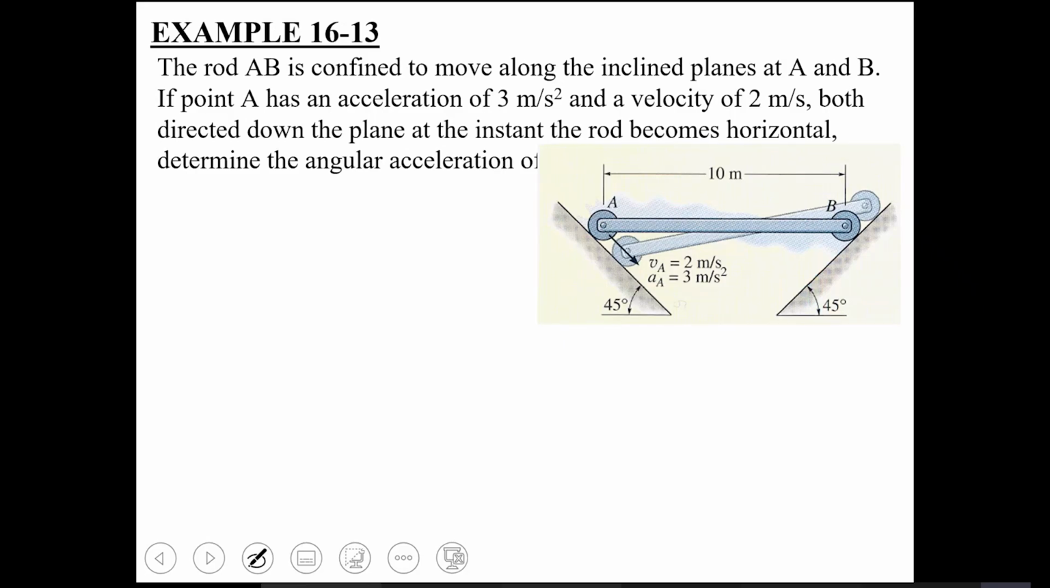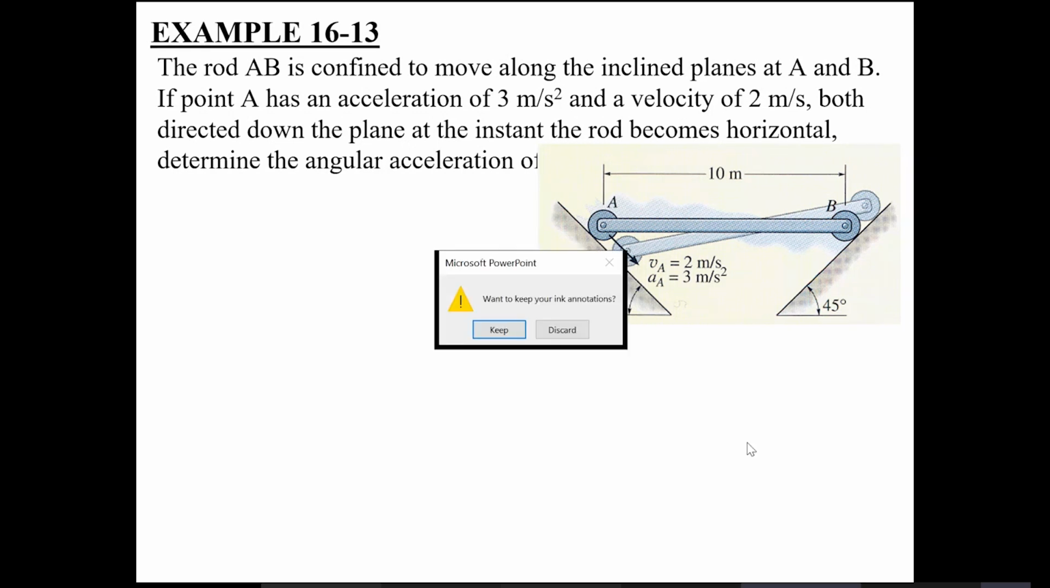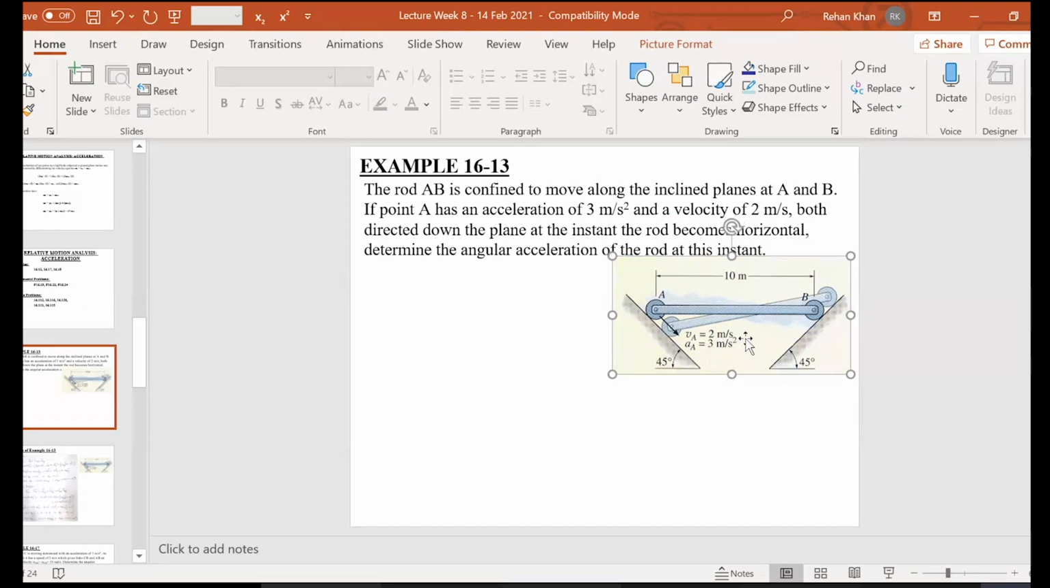Okay, starting with example 16-13. Can you see the figure of example 16-13? Yes.